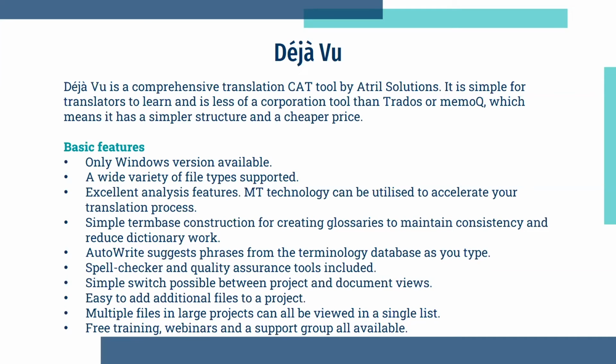We can use term-based construction to create glossaries to maintain the consistency of the terms' translation. Also, we don't have to consult the dictionary so often, so it reduces dictionary work. It also provides auto-write suggestions. When we type, we can get suggestions from the terminology database. And a spelling checker, as well as quality assurance components, are included.